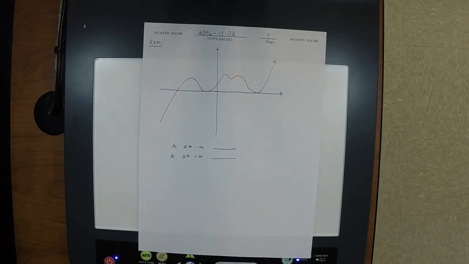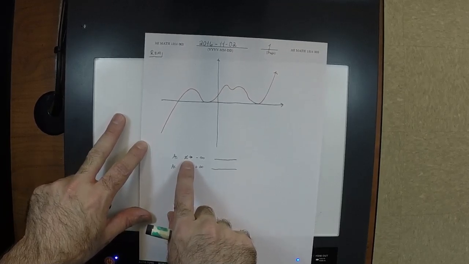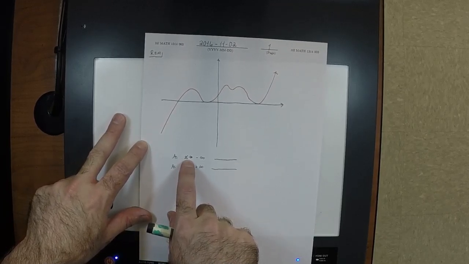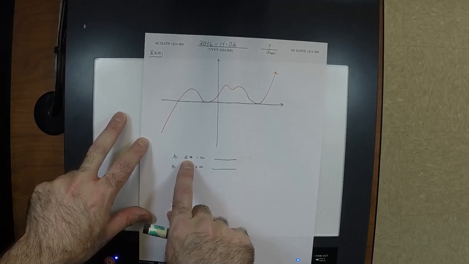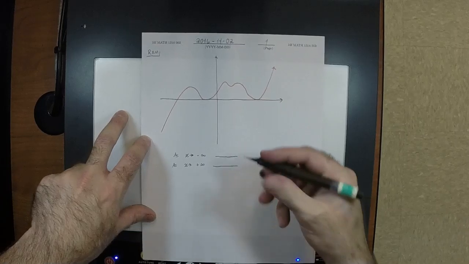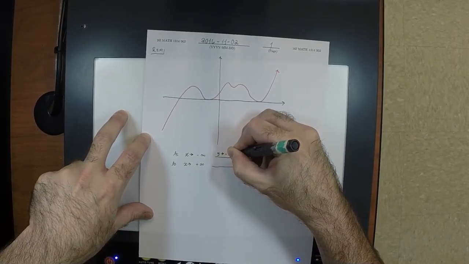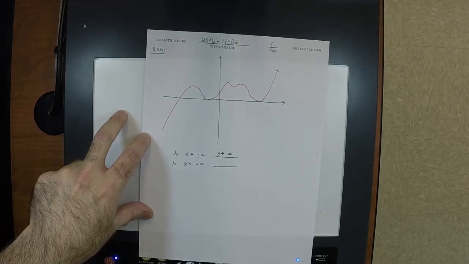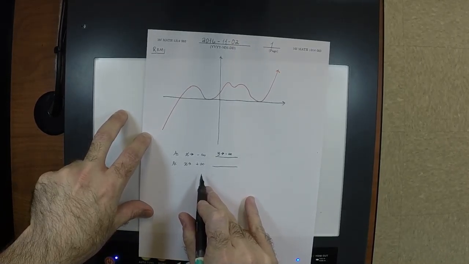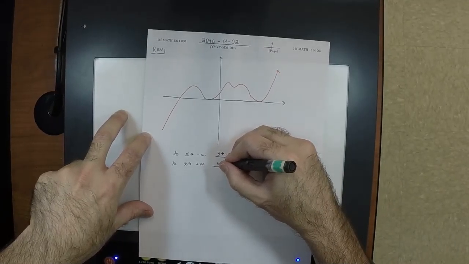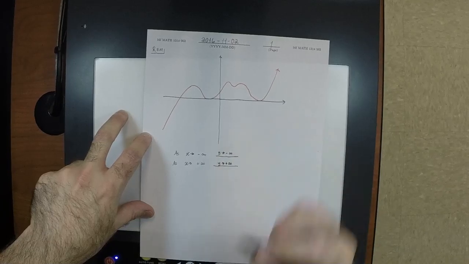Eventually happens to what? To y, right? So as x goes to negative infinity, that is to say, as you go to the left, then eventually what does y do? Y goes down to negative infinity. Okay. How about as x goes to positive infinity? Y goes to positive infinity. Okay.